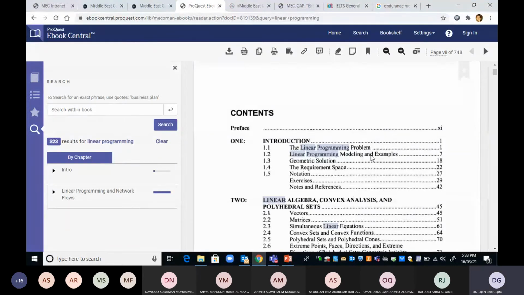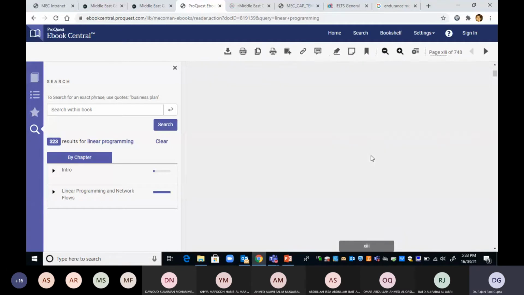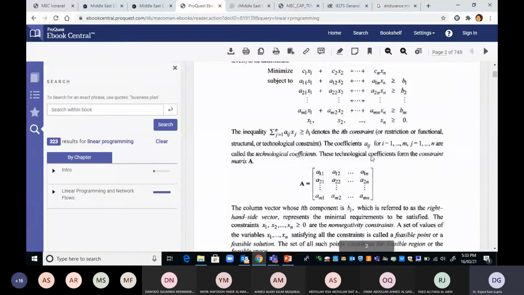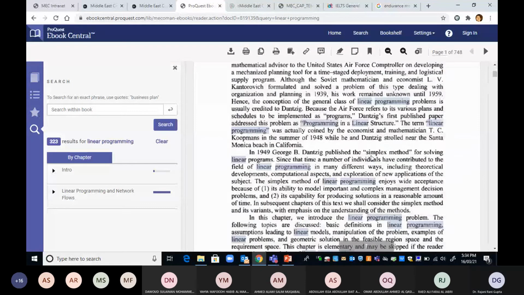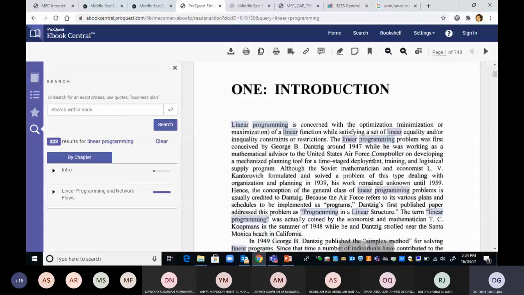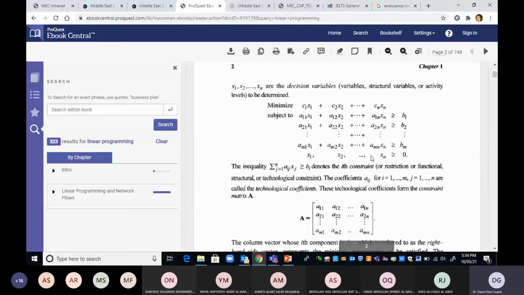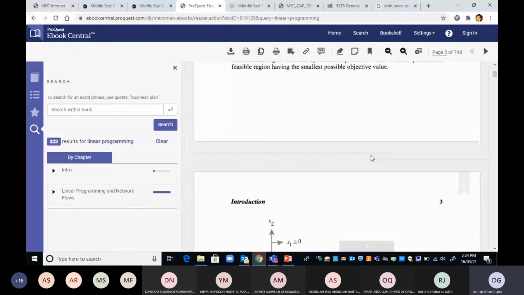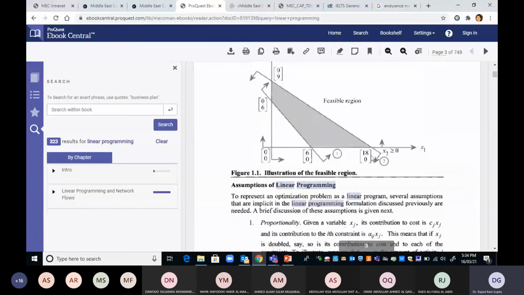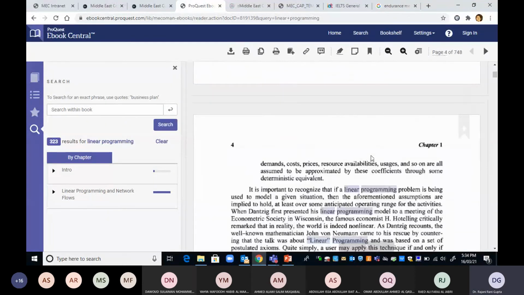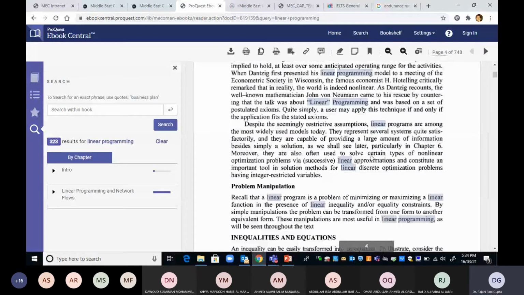First chapter. Of course, different authors will have different ways of representation, so don't get worried about it. This is the general form of a linear programming problem. Then they started directly with the solution. Just a minute. They talked about the inequalities, equations, introduction, maximization and minimization. So in this book, it is more solution oriented. Let me just quickly check if it has more.